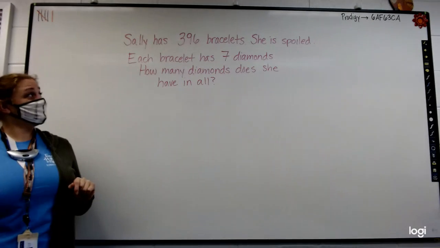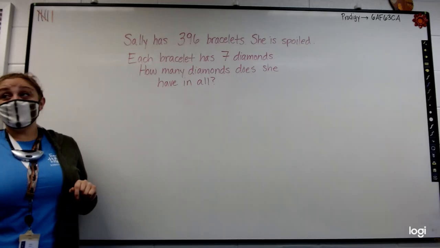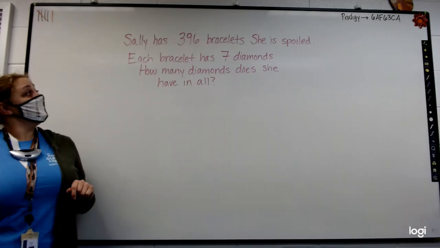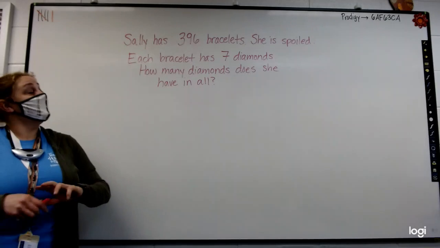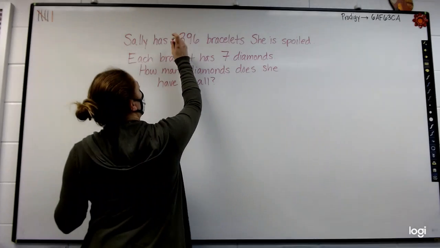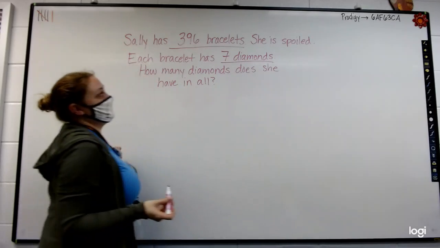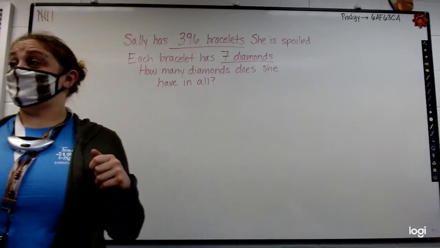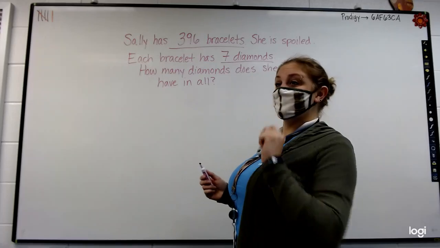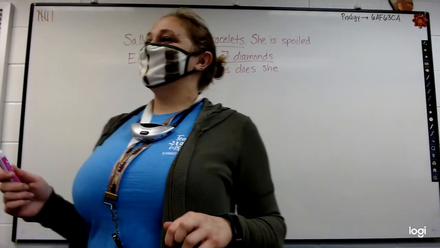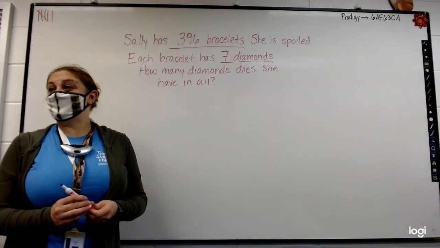Quentin? There is 4 things that's important. There is a 7 in a 396. Okay, so we're underlining the important stuff. Thank you, sir. She has that many bracelets. Each bracelet has 7 diamonds. What else is important? But also, underline she is spoiled. That's a very important fact. That's true. Not important for our math problem, but important just for fun.